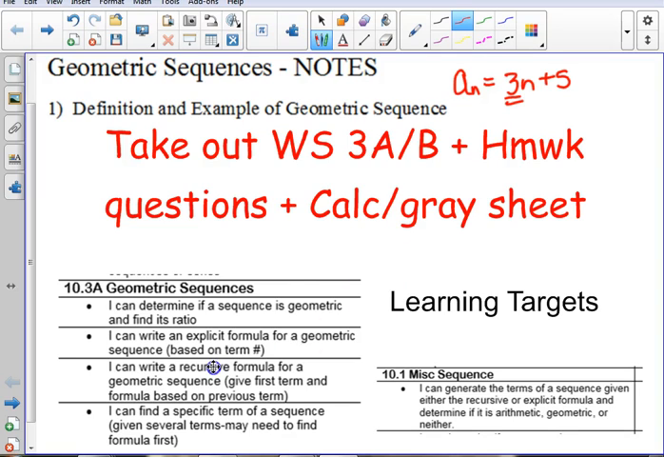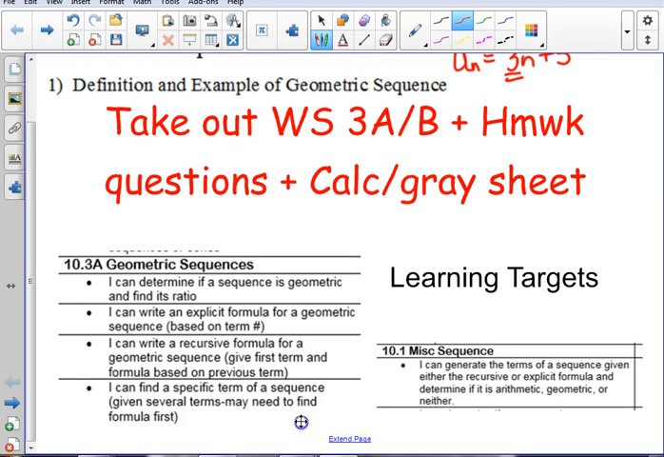Okay. So we're going to do the same learning targets. Determine if it's geometric, find an explicit or recursive formula, find specific terms, all that good stuff.